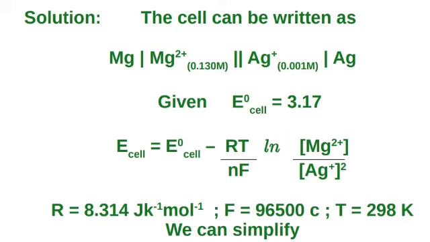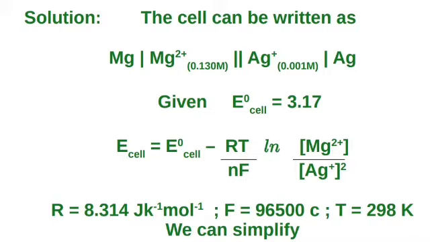The solution. First you are asked to write the cell representation. Anode has to be written at the left side and cathode at the right side. Here magnesium is the anode because it loses 2 electrons and undergoes oxidation. Silver ions accept 1 electron each and undergo reduction, so silver is the cathode. So that is the representation.